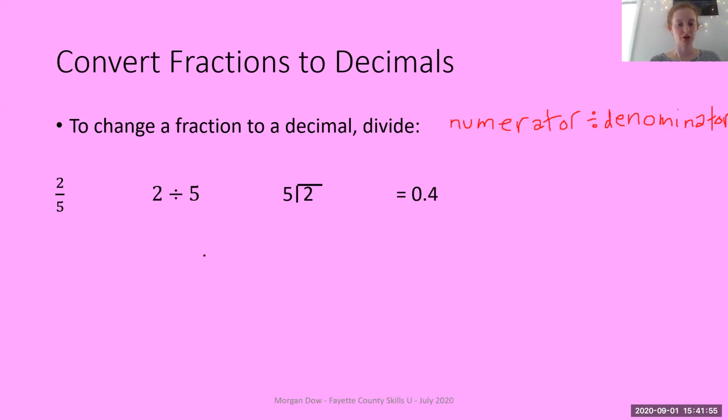So the fraction 2/5, or 2 out of 5, means the same thing as the decimal 0.4. Now you can do that on a calculator, but let's also take a look at the long division. Let's try doing it by hand.